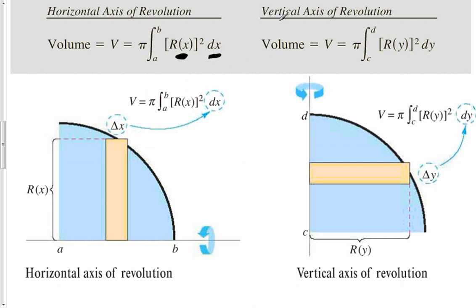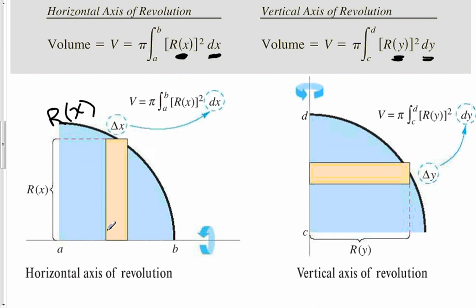But if we have a vertical axis of revolution, then the height of each disk, as you see here, the radius of each disk is actually going to be a function of y, and we're going to integrate with respect to dy. So here we have a horizontal axis of revolution. Here we have everything. The function is here. This is the function r of x. This function looks like a circle or a quadrant of a circle, but that would be the r of x, this function right here.